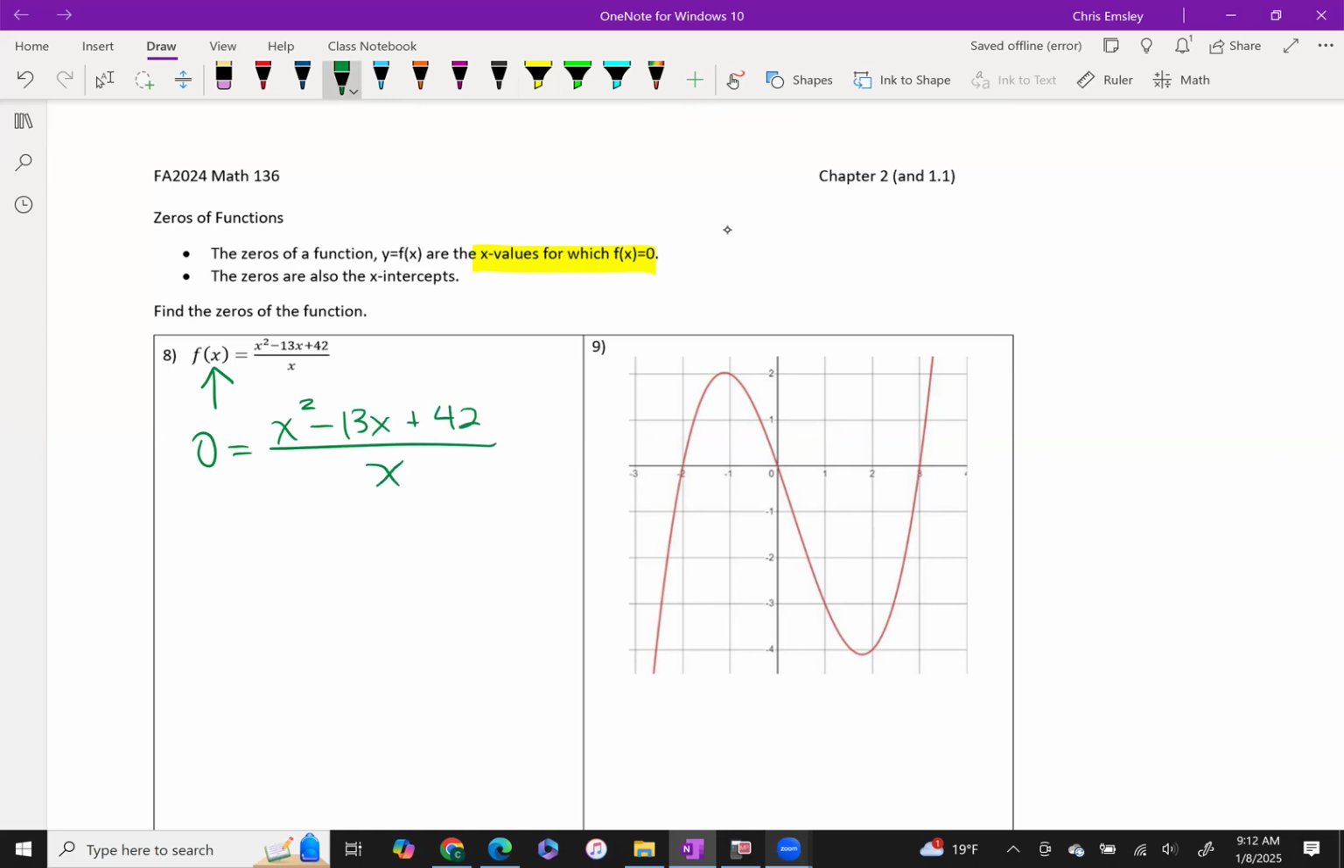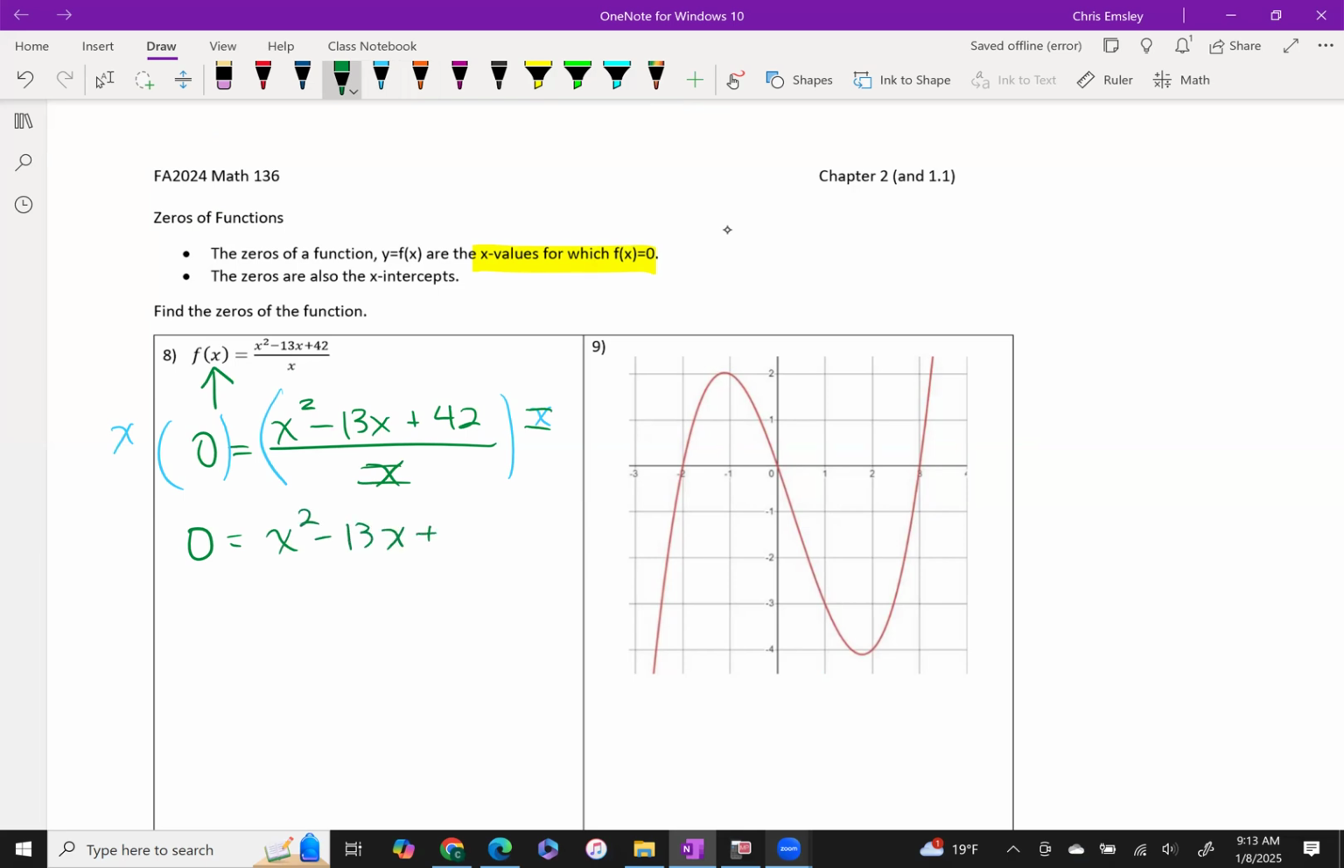Okay, if we are asked to find the zeros of that function for number 8, we replace f of x with 0 and we solve for x. So that's what we need to do there. We need to solve that little equation for x. How about we start by multiplying both sides by x? So on the left, 0 times x is still 0. On the right, this x cancels with that x. And now we've got an easier solve.